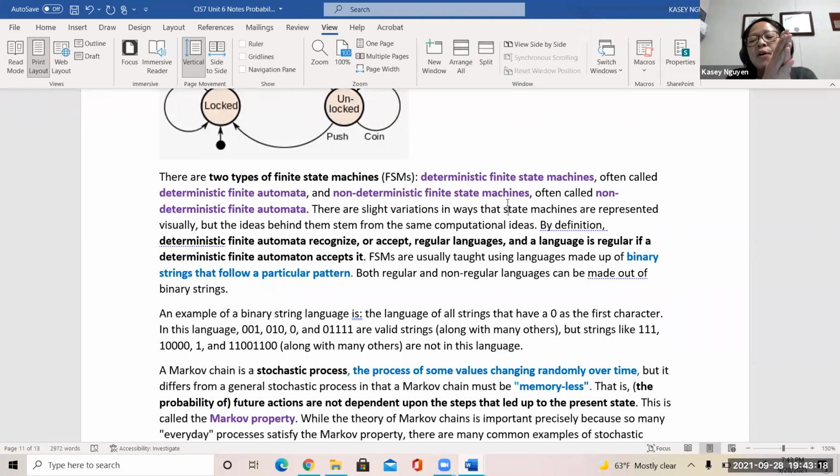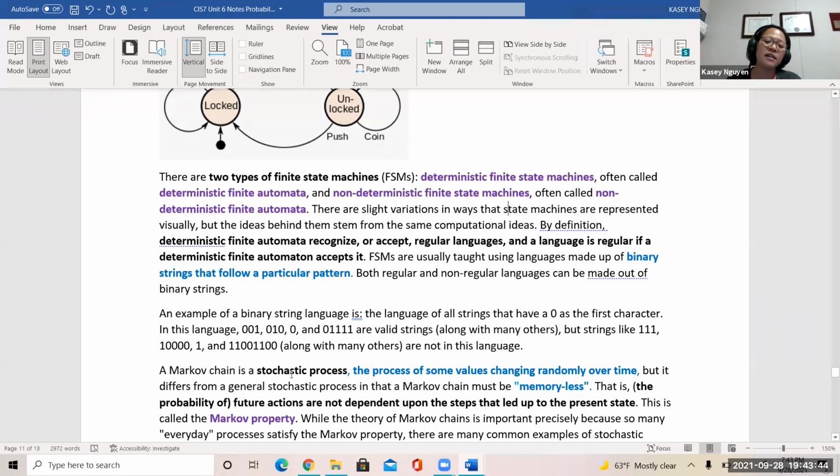So the languages that are made up of your binary strings in a certain pattern are going to be implemented for those state machines, because your computer breaks everything down to binary. And how that would be incorporated, it would change the state of the machine based on that language.